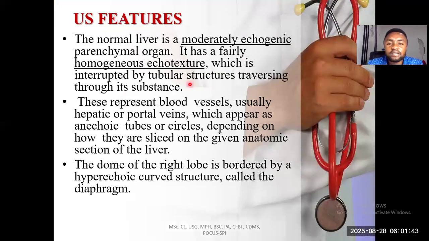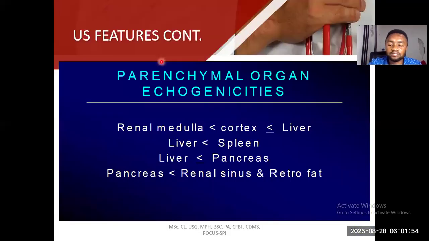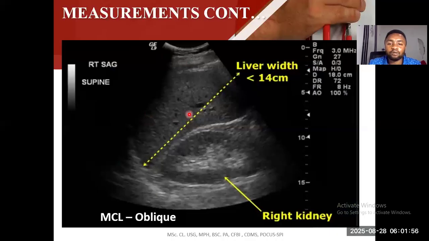So the normal liver is a moderately echogenic parenchymal organ. When we say parenchyma, it is just the tissues. So if I'm seeing this liver, all this is liver parenchyma. You understand? Liver parenchyma. That's the liver tissues. Somebody has written something. Let me check.